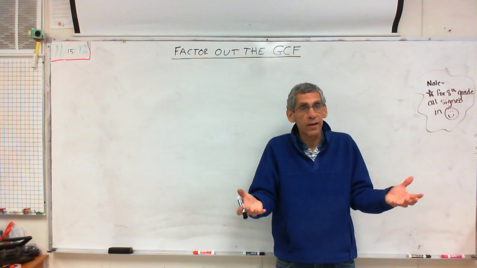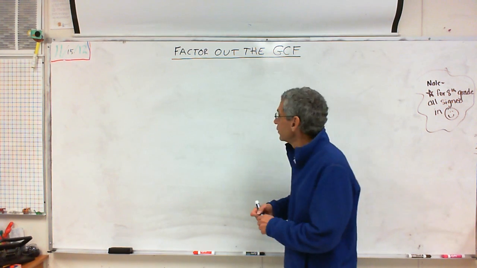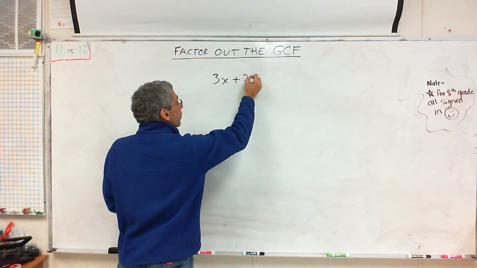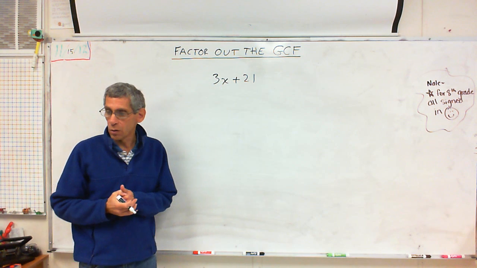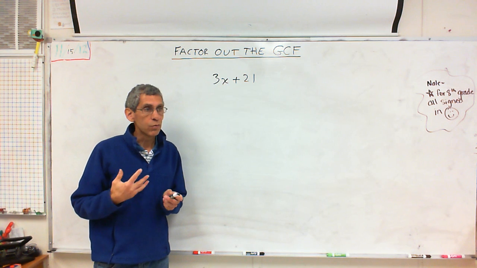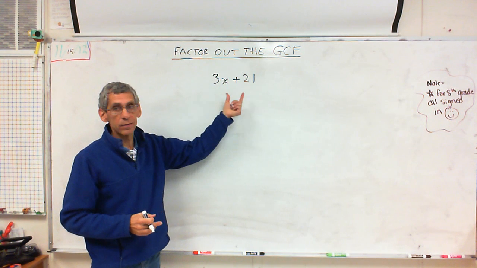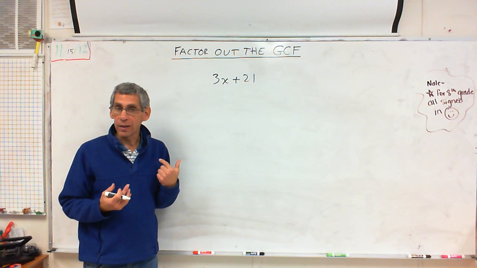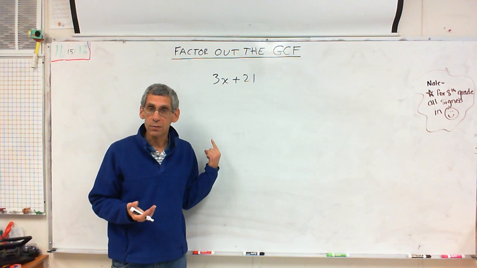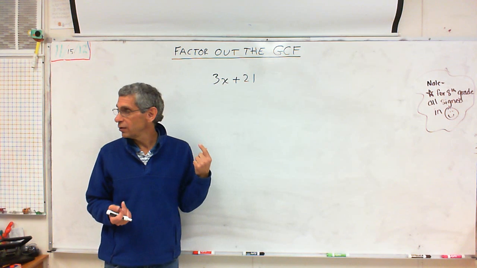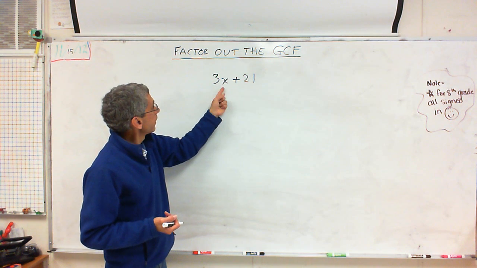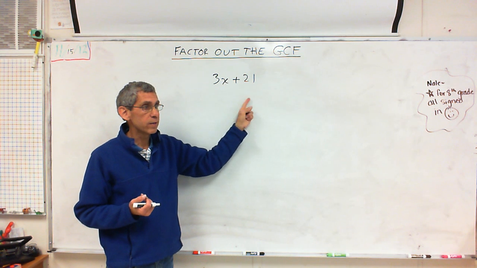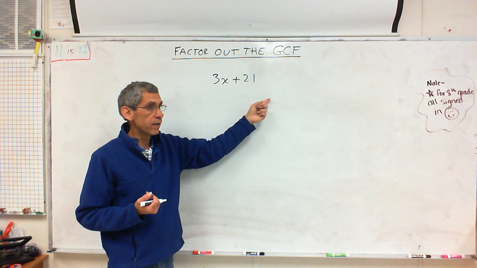So the first thing is you have to know what the greatest common factor is. If I give you something like 3x plus 21, I need to know what is my greatest common factor between 3x and 21. I could use the upside down birthday cake method, but my guess is most of you could do that in your head. They don't both have x's, so there's no common x factor, because they don't both have x's.